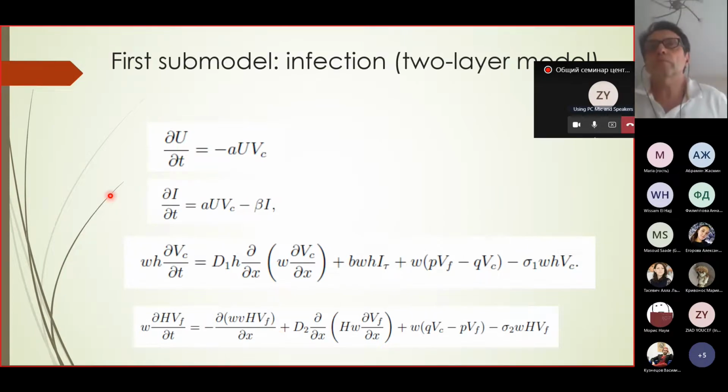Okay, now I will show you the model which we use to model all that. So, in fact, it contains two submodels. The first submodel is almost the same as before. So, it is for the virus. As before, we have these uninfected cells, infected cells, a two-layer model, virus in the cell layer, virus in the fluid layer. The only difference here is that we now introduce this H. H is the thickness of the fluid layer. I will not explain in detail these equations, but it's not very difficult to write them.